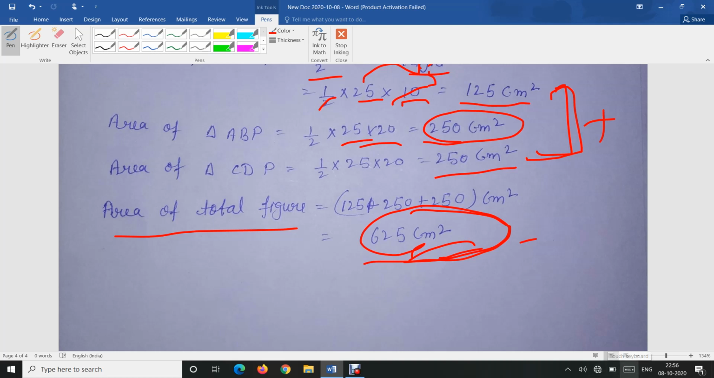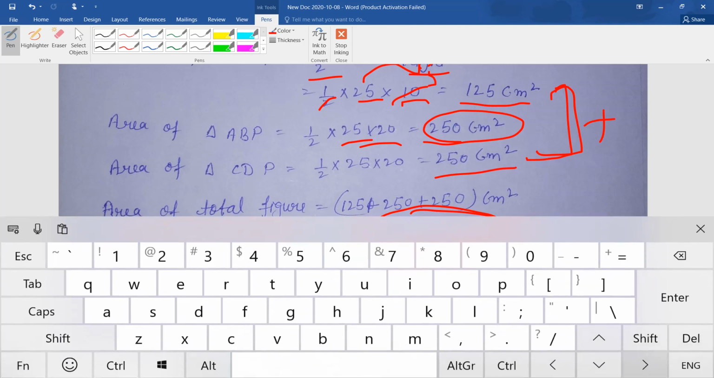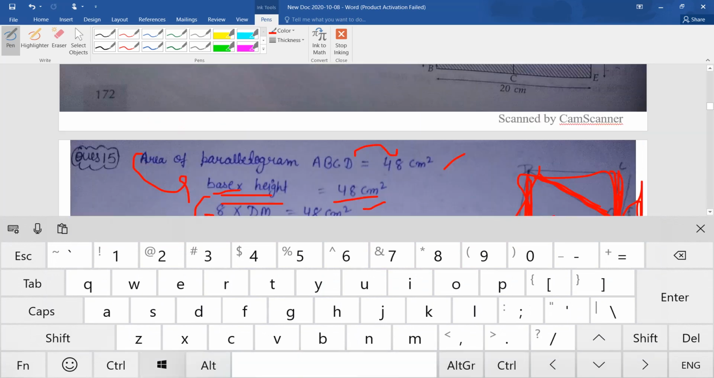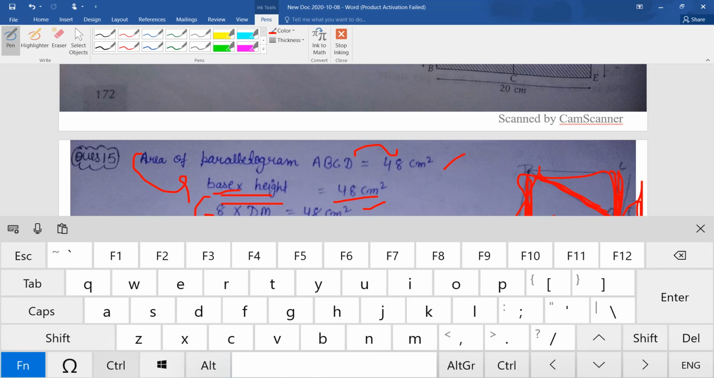This was exercise 14.3, and you have to do all these questions in your fair notebook. After completing this chapter you have to submit your homework, and if you have any problem regarding any concept or any question, then you can ask. You can text or you can call also. Okay, now enough for today.